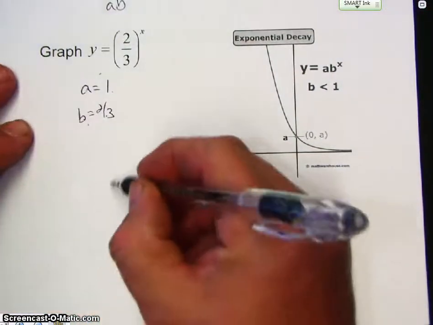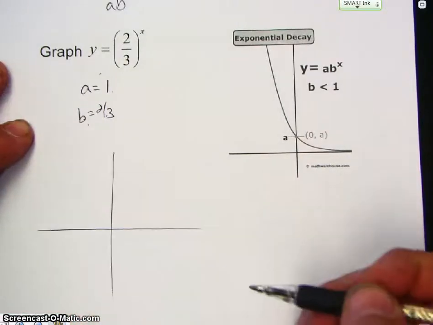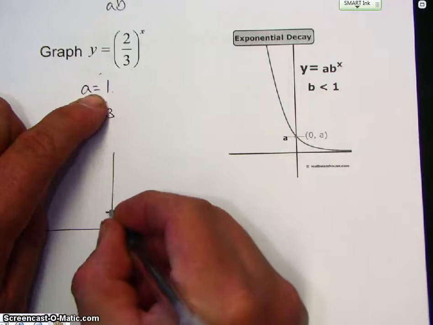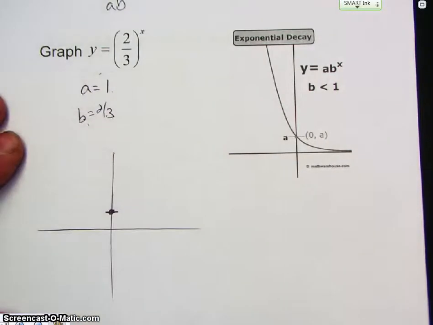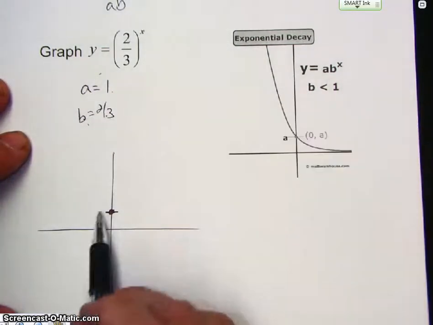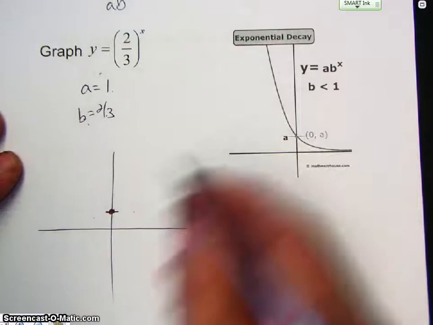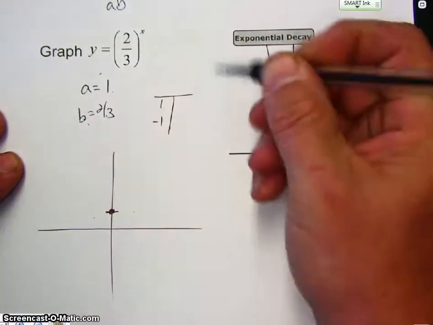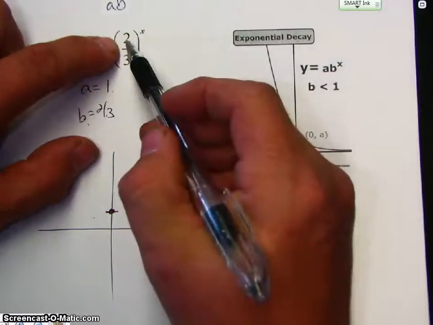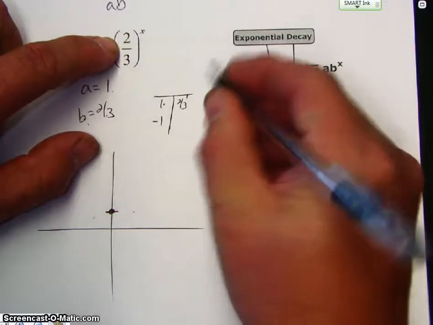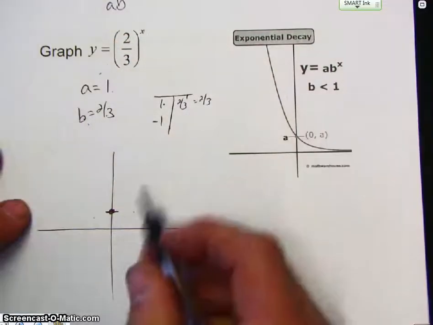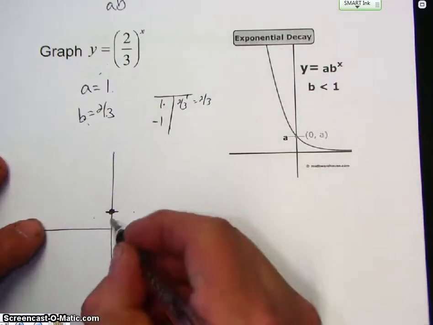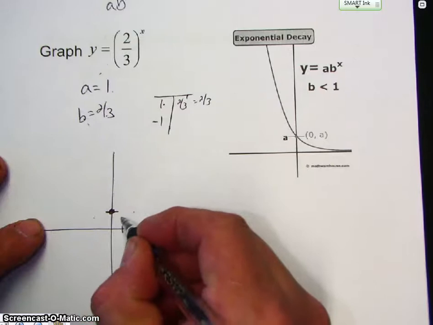All right, so what we do is we sketch our coordinates. A is your y-intercept, so here's 1. Now I want to pick one point on each side, just like I did in the last video. We're going to use 1 and -1. So I plug 1 in, so 2/3 to the first power is 2/3. At 1, I'm at 2/3, that's 0.67. So here's halfway, somewhere in here.